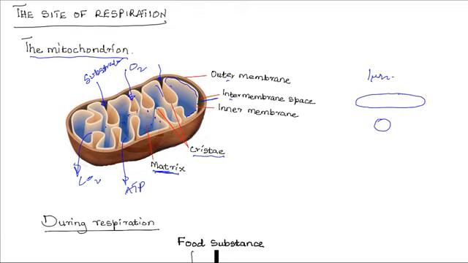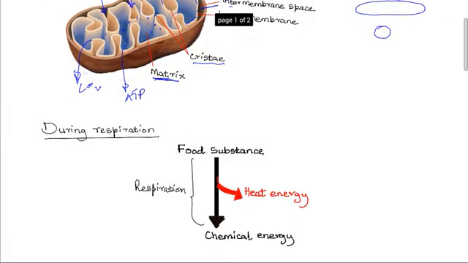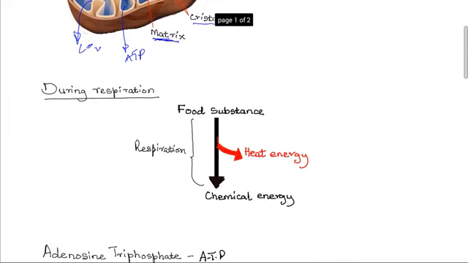part of the energy released is in the form of heat, and the other part is in the form of chemical energy. So if this is a food substance and the process of respiration takes place, a good portion of the energy is released in the form of heat and the rest in the chemical energy. In fact, most of it, about 55%, is released in the form of heat, and the remaining 45% is in the form of chemical energy.